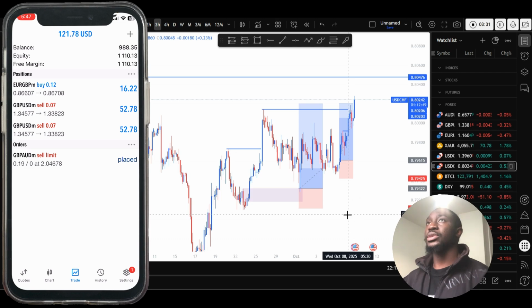One thing I always keep telling you guys is to have good risk management. Always stick to your plan. Don't change your plan. Have good risk management, and allow your trade to run. Allow your trade to play out.